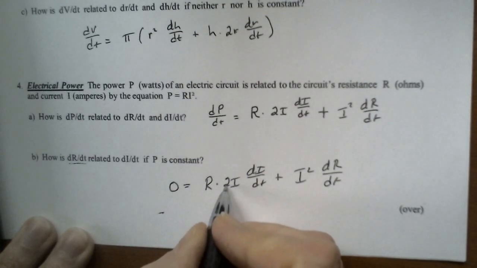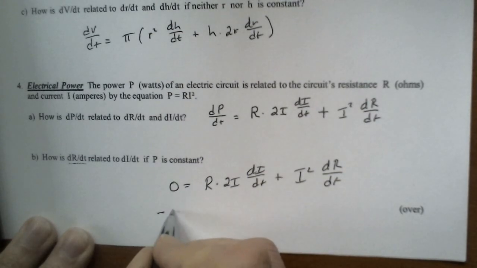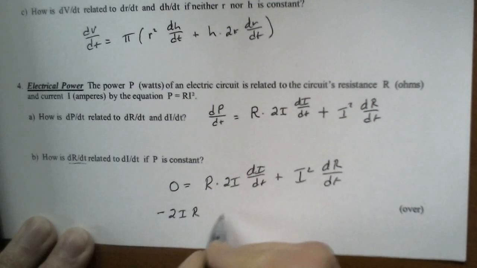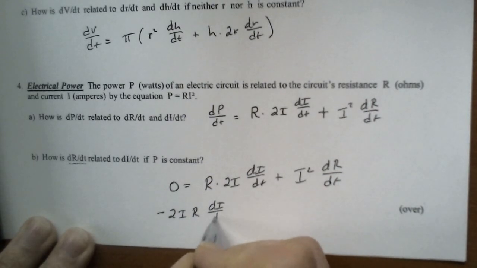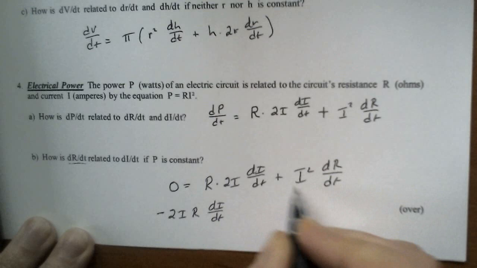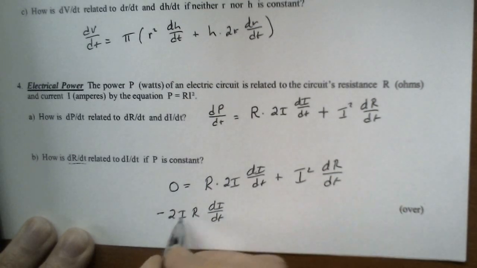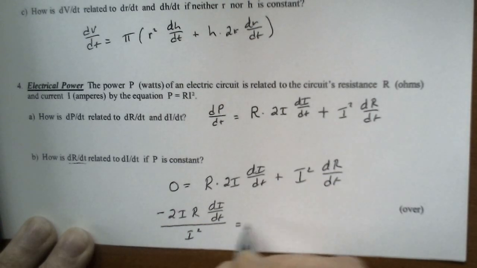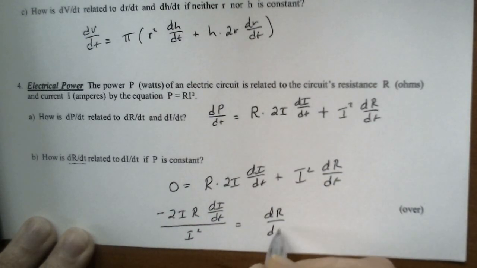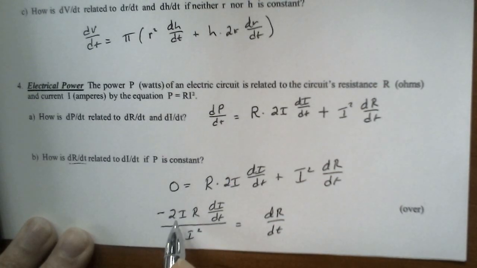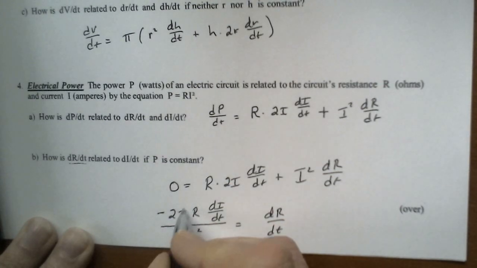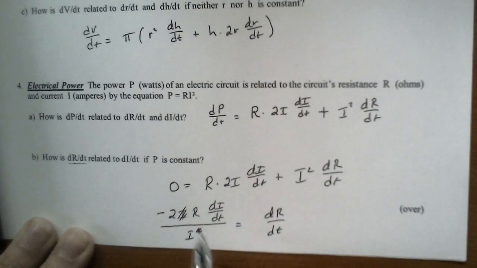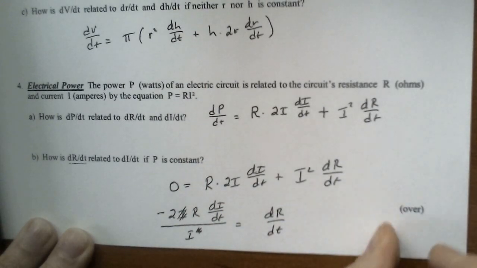So it's negative, I'm going to put the 2 out in front here, so negative 2I r di/dt is equal to I squared dr/dt, but I'm just going to divide both sides by I squared to get dr/dt by itself. And you have an I in the numerator and the denominator, so you can cancel out one of those I's from the I squared, so you have negative 2r di/dt divided by I is equal to dr/dt.